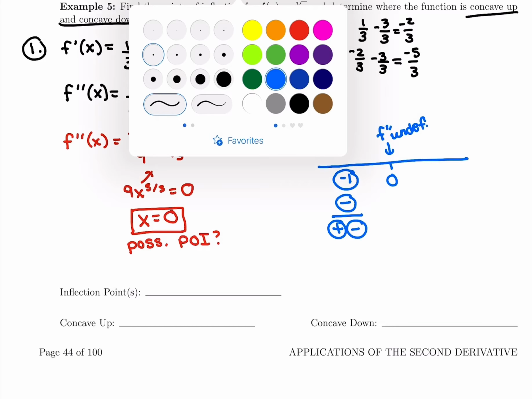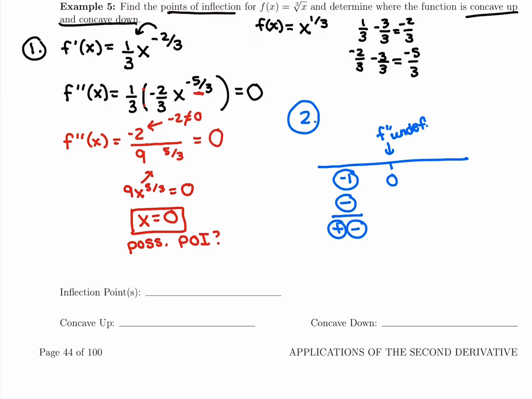So I have a negative divided by a negative, really, when you simplify this out, which is going to be positive. If the second derivative is positive, the function is concave up. Careful, we're not going to say increasing. That's in first derivative world.